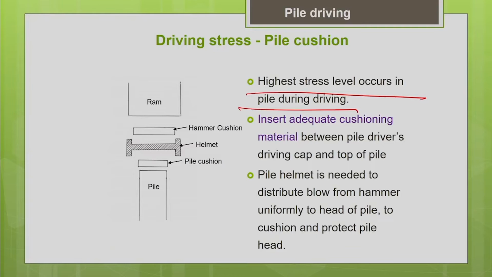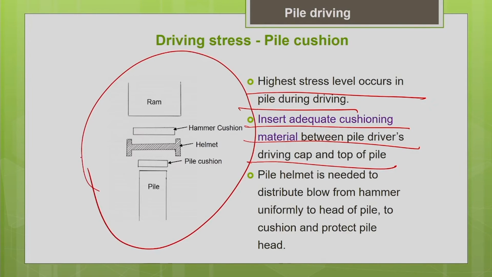The commonly used cushion is wood, a timber cushion. You have to choose a sufficient thickness depending upon the length of the pile needed. We should never go below 10 centimeter thickness, and we should replace the cushion at regular intervals as it gets worn out. So, insert adequate cushioning material between the pile driver cap and the top of the pile. This is a common setup to control the driving stress.